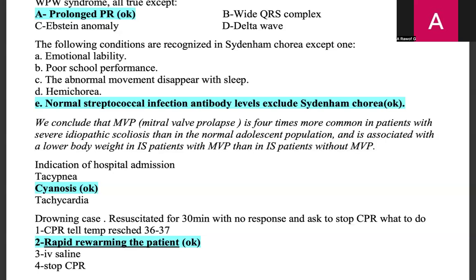Emotional instability, sudden crying, laughing. Involuntary movements: sudden, jerky, spontaneous, involuntary, symmetrical, pseudo-purposeful. Increased by stress, reduced by sleep. You have to remember this: Sydenham's chorea is increased by stress and reduced by sleep. Sudden fall of objects from hands. This affects the upper limb and lower limb, with unsteady gait, classic chorea.